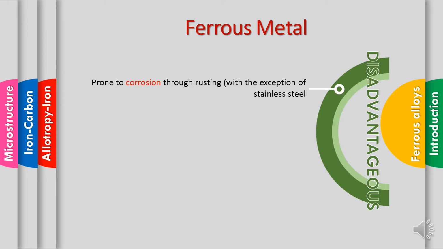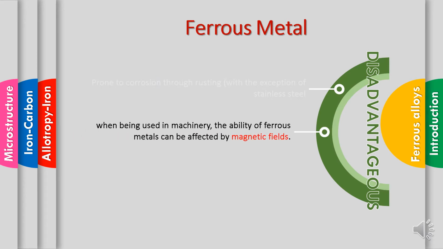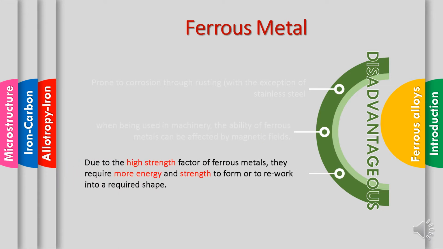For the disadvantages, it is prone to corrosion because ferrous metal is based on iron, and can corrode through rusting, with the exception of stainless steel. When used in machinery, the performance of ferrous metal can be affected by magnetic fields because most ferrous metal is magnetic. And due to the high strength of ferrous metal, it requires more energy and force to form or rework into a required shape.